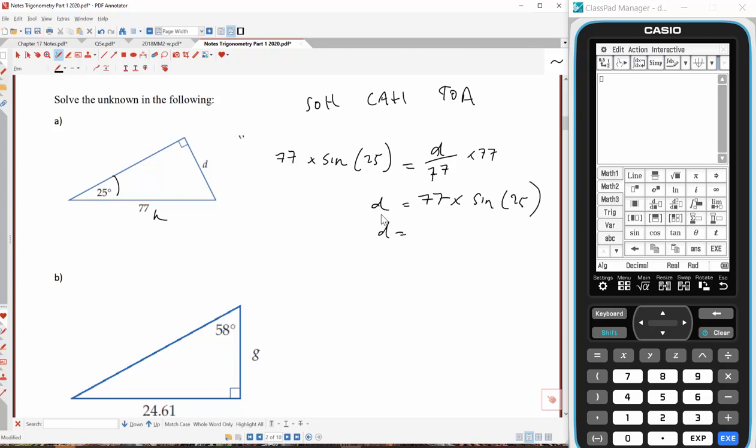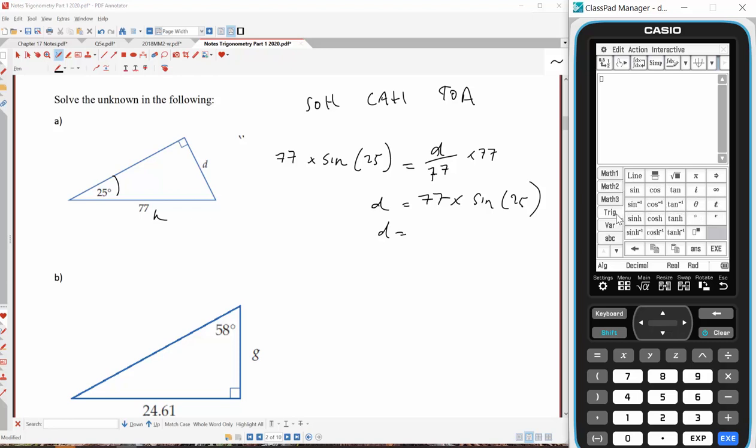Okay, D equals. Now what I do is I reach for my calculator. Now, at this stage, probably think of an appropriate value for D. Like D probably looks like it's going to be about 20 odd. If that's an angle of 25 degrees, that's 77, I reckon 25 would be probably a common sense answer. All right, so let's see what the calculator says.